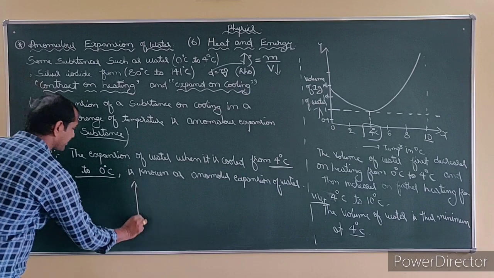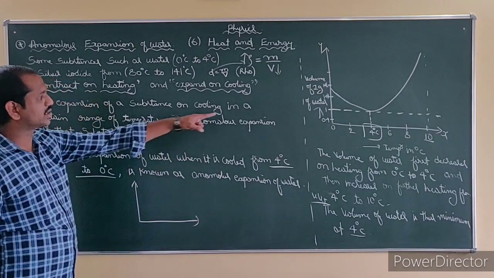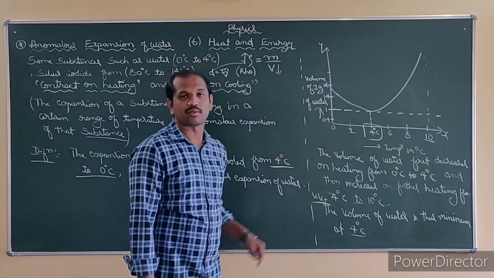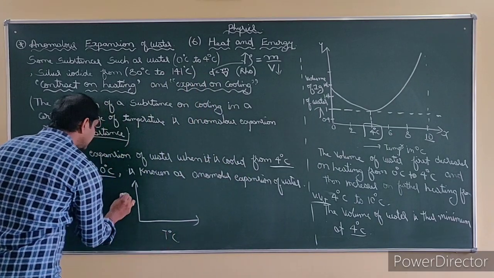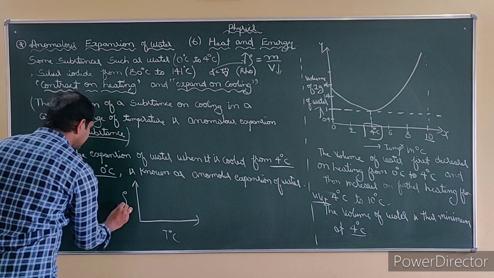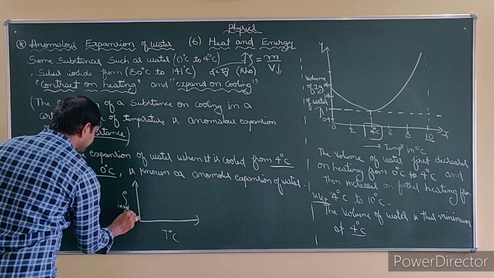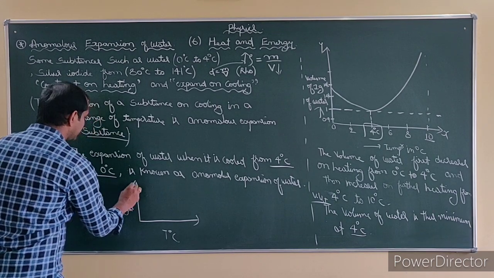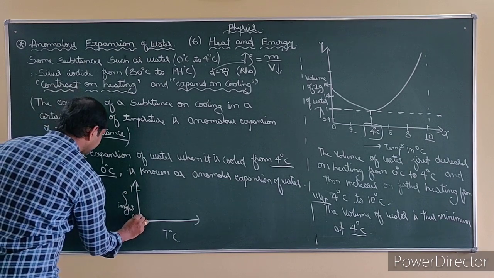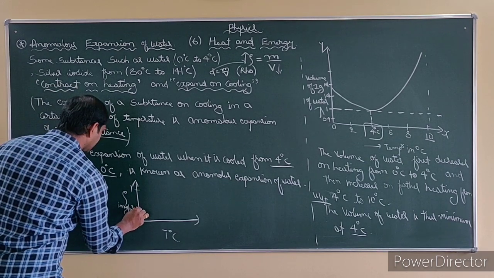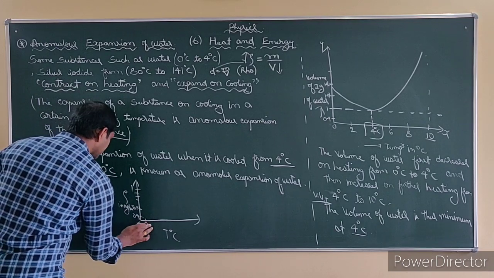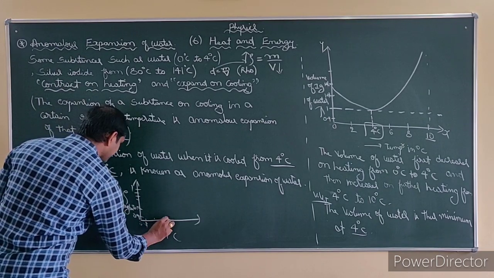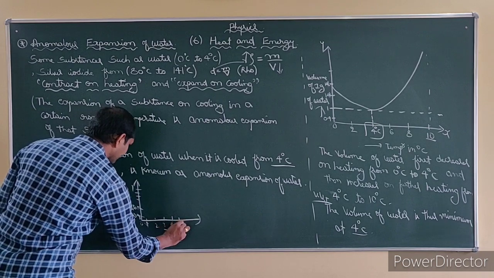Already we have plotted temperature versus volume. Now I will be plotting temperature versus density, with density in kg per cubic meter. I will take 1, 0.9, 0.91 like that. I will be plotting temperature at 0, 1, 2, 3, 4, 5 up to 10.